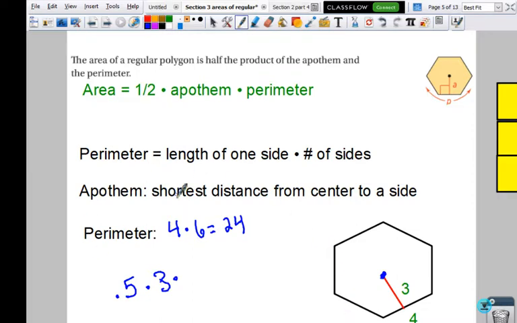Alright, so I kind of got ahead of myself in that. So 0.5 times the apothem, which is 3, times the perimeter, which is 24. And you can plug that straight into Desmos if you want. That's going to be 36. And because I didn't put any units on here, we'll say units.